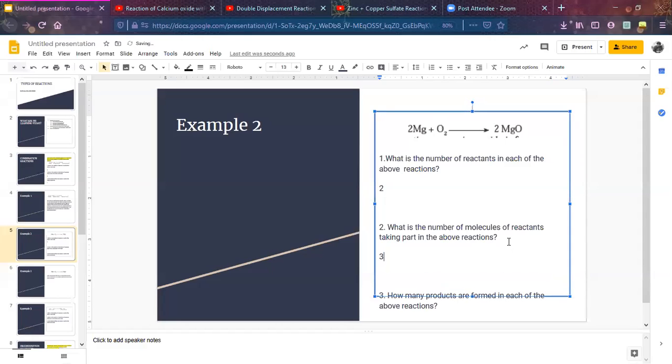I'll repeat it one more time. 2 Mg is there. Look at the number to the left of Mg, it is 2. O2 has no number on the left, which means there is 1. So 2 plus 1 is 3.